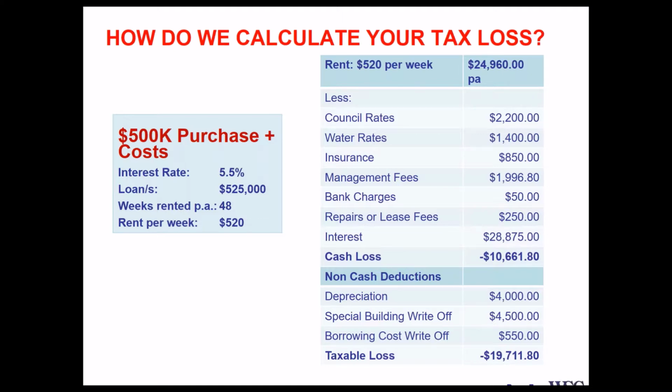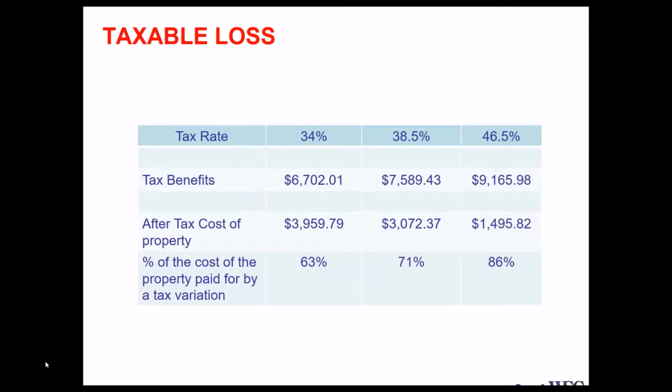If you didn't have any depreciation benefits, the cash loss would determine your tax benefits. But because we have generous depreciation concessions where we can write off the special building write-off, which is building depreciation, and your plant depreciation, which in this example just says depreciation, and your borrowing costs over 5 years, your taxable loss is actually, in this example, $19,711. Your cash loss is only $10,000. So we get a lot of non-cash costs which can be used to reduce your taxable income. Now, what does this all mean?